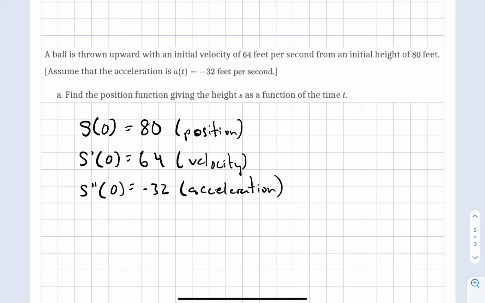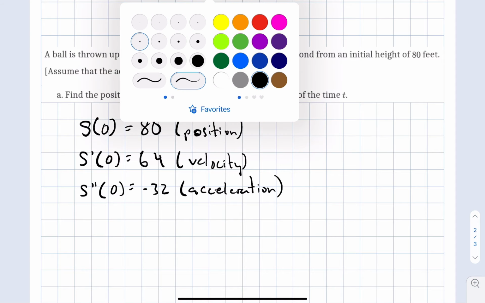Okay. So what we essentially want to do now is take this information. We want to eventually get up to this position function, but we've got to do so by starting off with acceleration and then going through that process, kind of what we did before with going from a general solution to a particular solution. Okay, so first of all, let's start now.